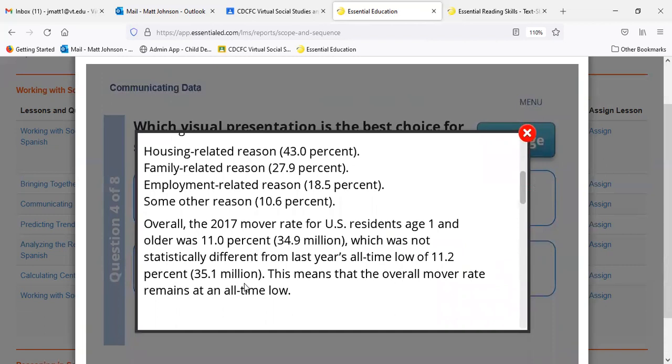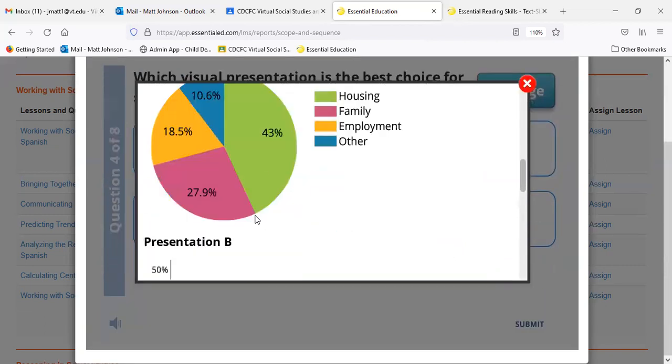So what's the best visual representation? It's going to be the pie chart, because not only is it giving you the percentages, you get to see those slices of pie. So housing related reasons why people move, right? We see that big chunk of pie. Family being the next, employment being the next, and then other, representing that other whole there. So that representation is best for that type of percentile data. You get to see it all. You get to just take it all in at once.